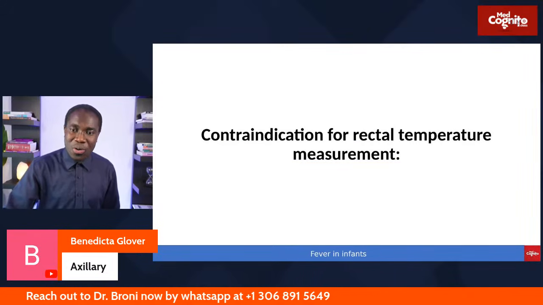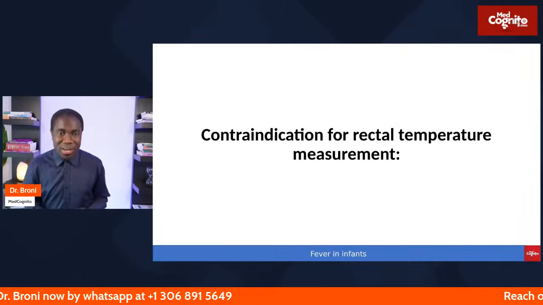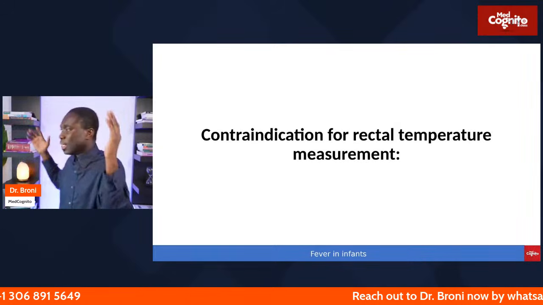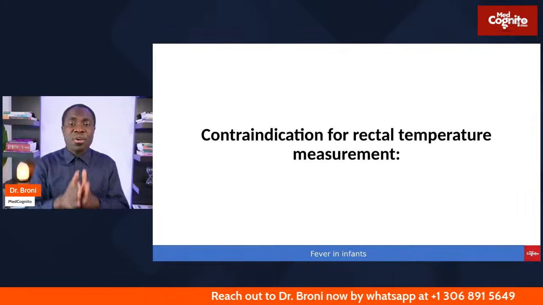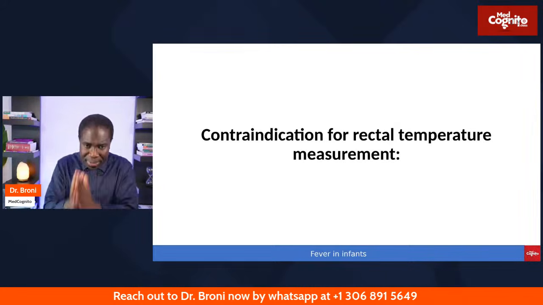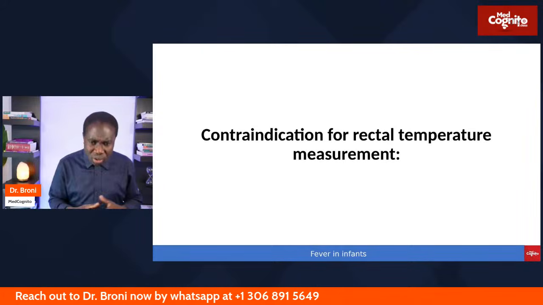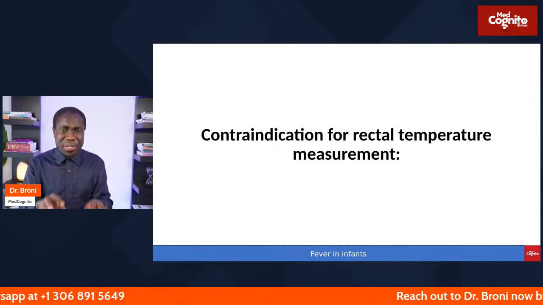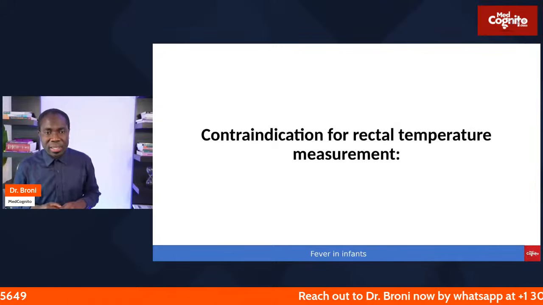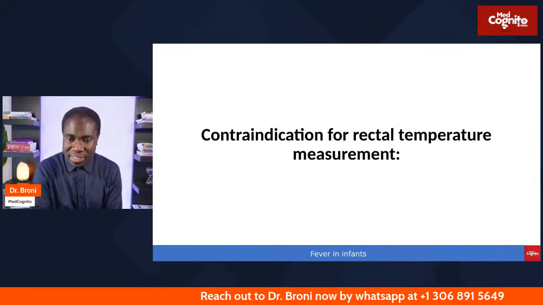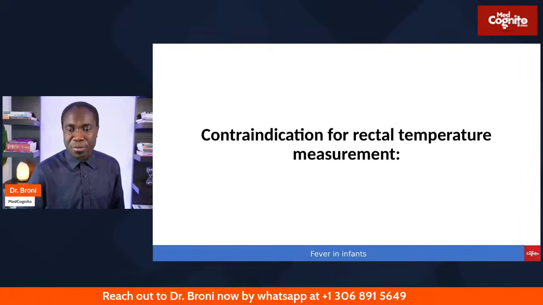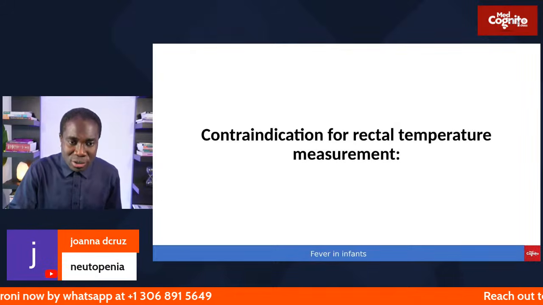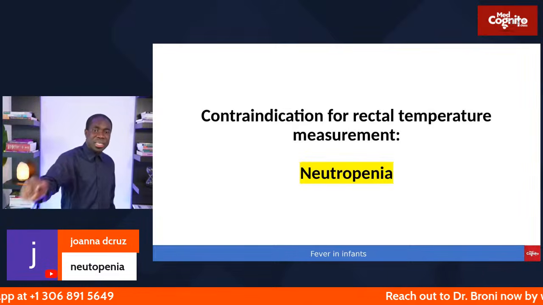Next one. Let's go. We are doing a med drill right now. What's the contraindication for rectal temperature measurement in children? Let's go. Tell me something. Neutropenia. Beautiful. Dr. Joanna is on fire. Neutropenia. Good. Next question.